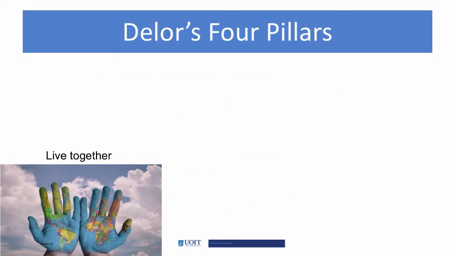Bruce writes about Delors' 4 pillars. The first of the pillars is learning to live together. Delors believes this can be done by bringing the world into the classroom or taking the learners out into the world. Remember, this was written in the very early days of the internet and was much more difficult to bring the world into the classroom.